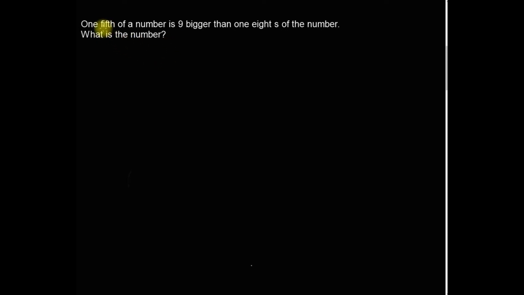The first example I have is: 1/5 of a number is 9 bigger than 1/8 of that number. What is the number? Okay, whenever we're using algebra, we will designate the number that we don't know with some variable, or we give the letter, say n. So 1/5 of n, I can write it as 1/5 of n, which is the same as n over 5.